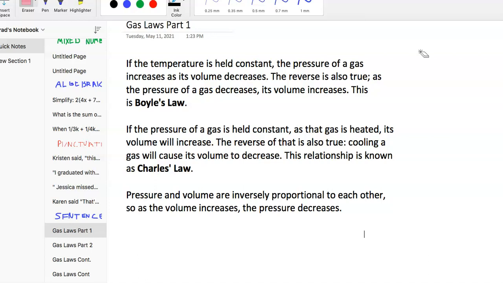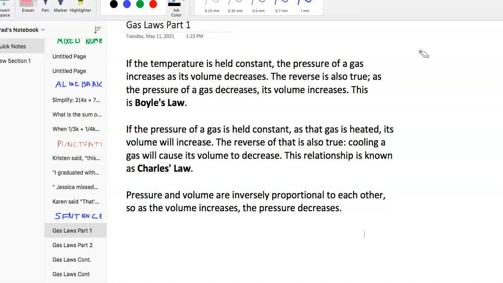In the late 1700s, Charles researched the relationship between the temperature of a gas and its volume. He discovered that if the pressure of a gas is held constant, as that gas is heated, its volume will increase. The reverse of that is also true. Cooling a gas will cause its volume to decrease. This relationship is known as Charles' law.